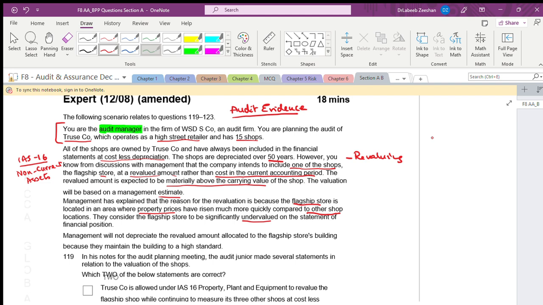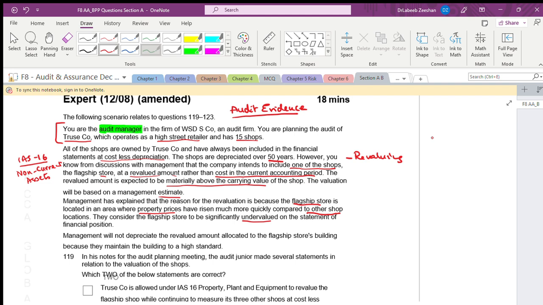Assuming that we have 15 shops, 15 minus 1 leaves 14 stores. Why are we not considering the other 14 shops as such? This is the way. Very simple, very understandable. If you solve these 5 questions, you can solve any related questions on this very easily.